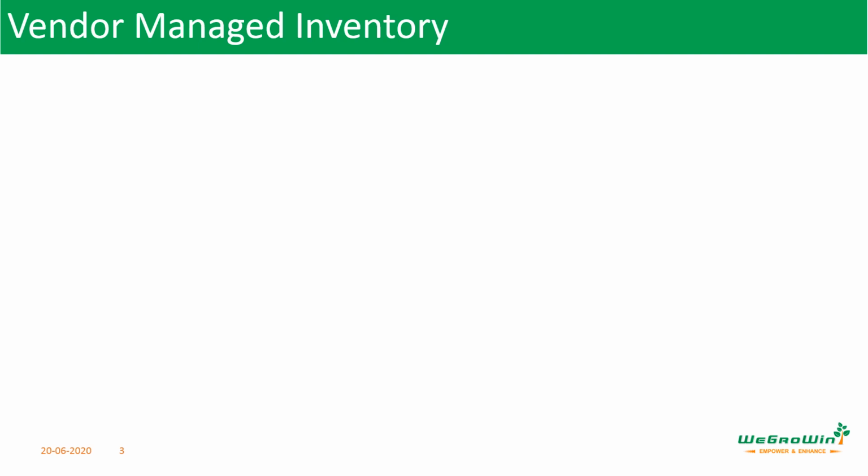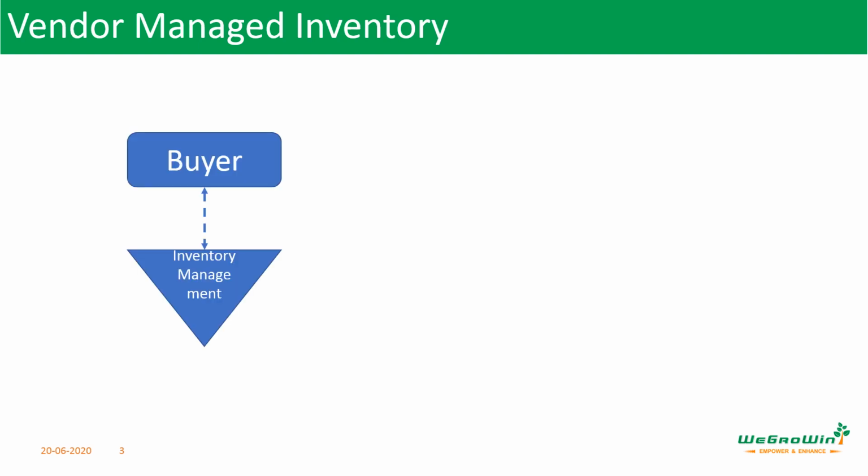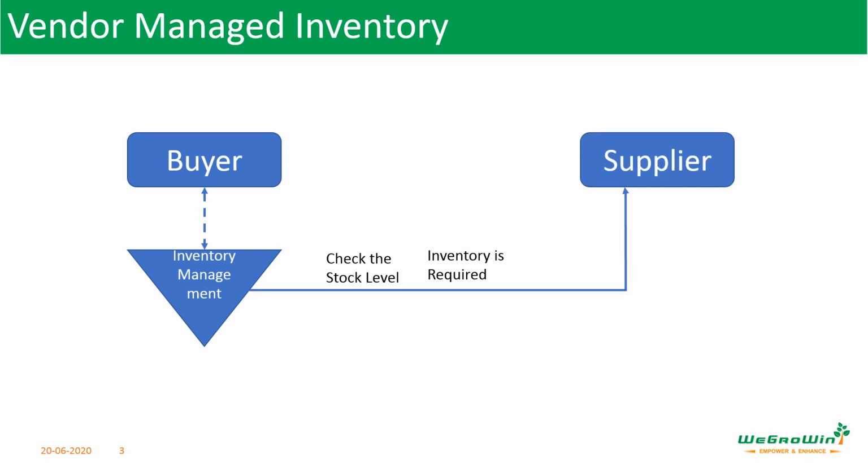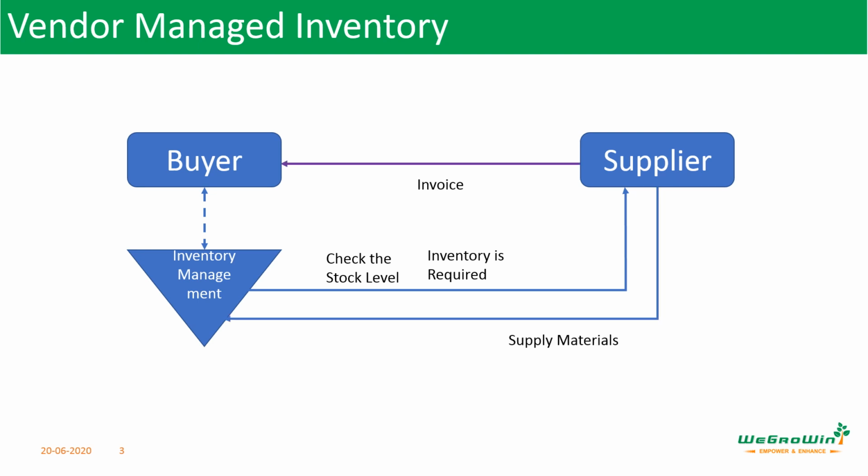So what's happening in vendor managed inventory? In vendor managed inventory, the inventory is lying at the buyer place. This stock will be evaluated by the supplier to understand how much is the stock and how much inventory is required based on the agreement which is established between the buyer and supplier. So based on this, he will supply the materials and also raise the invoice. There is no need of raising the purchase order in this case. This is vendor managed inventory.